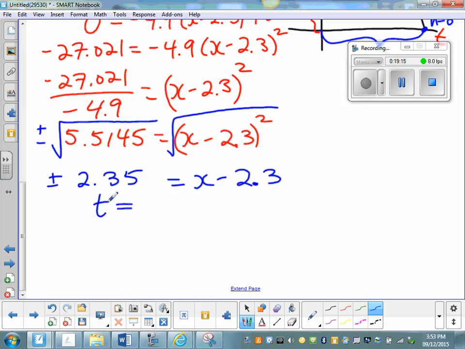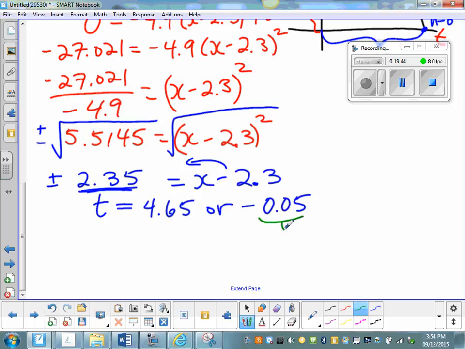If I do plus 2.35 and then add the 2.3 that comes over, I'm going to end up with 4.65. If I do negative 2.35 and then add the 2.3 that's coming over, I get negative 0.05. So it's the same thing that happened before, this answer here is not admissible. Can't have a negative time, even though sometimes you'd like to turn back time.